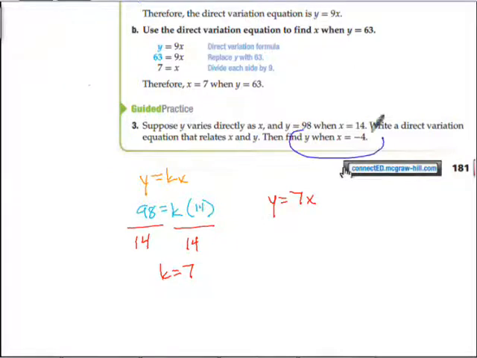Part 2, find y when x is negative 4. So y we don't know, 7 is there, x is negative 4. So y is negative 28 when x is negative 4. And that's it.